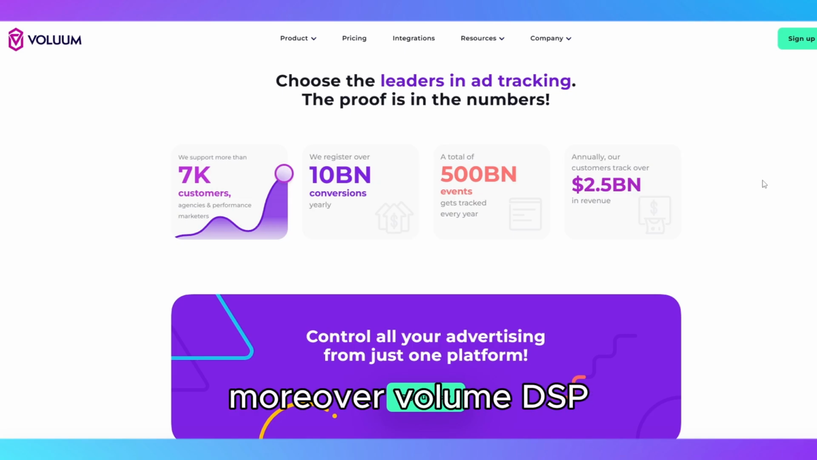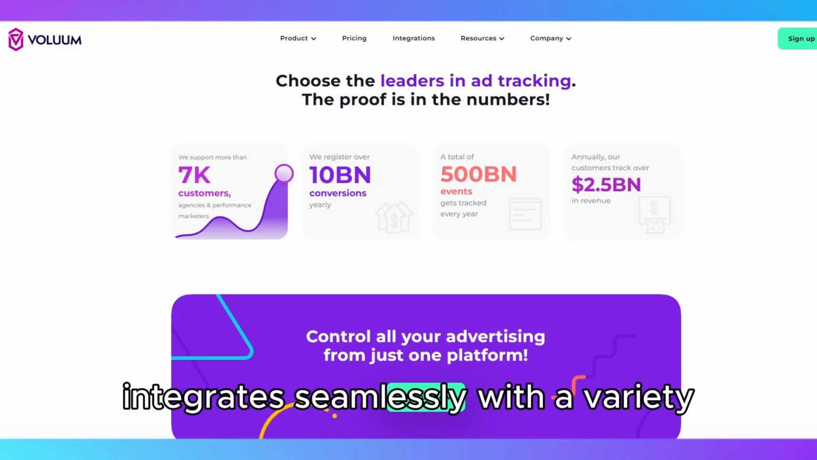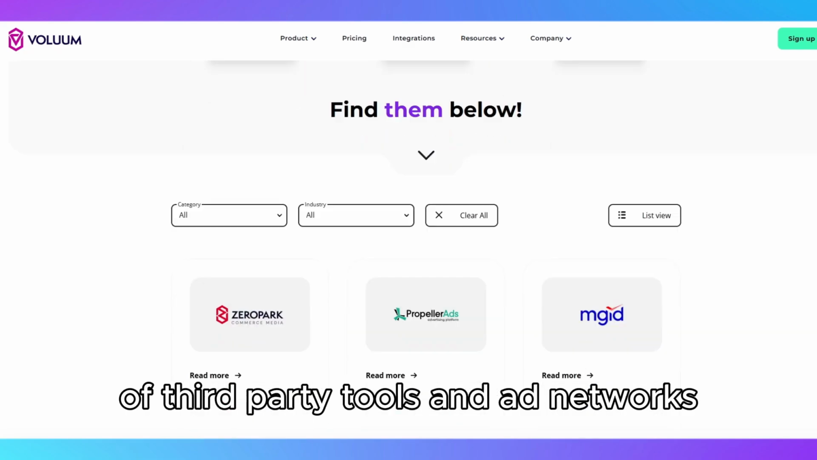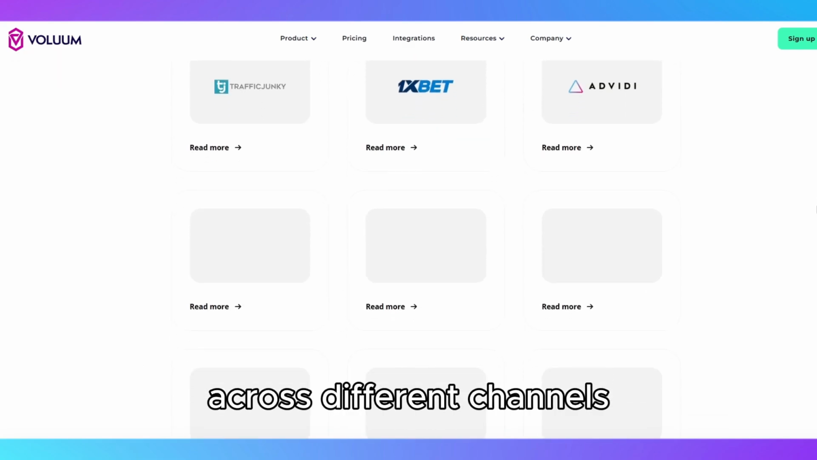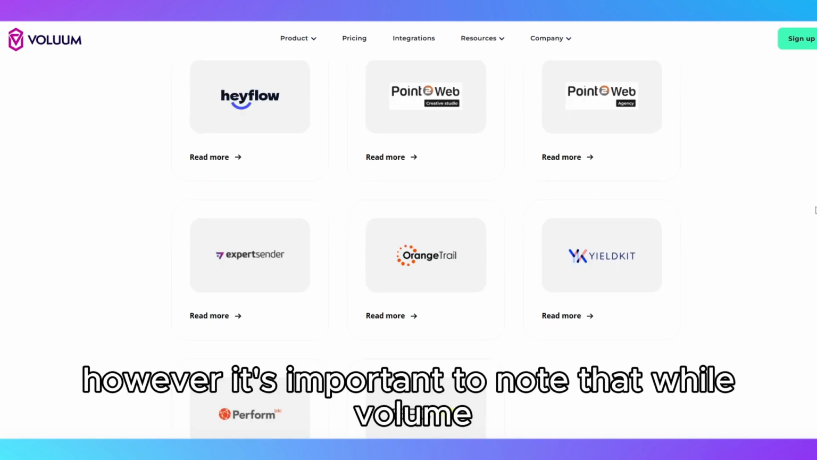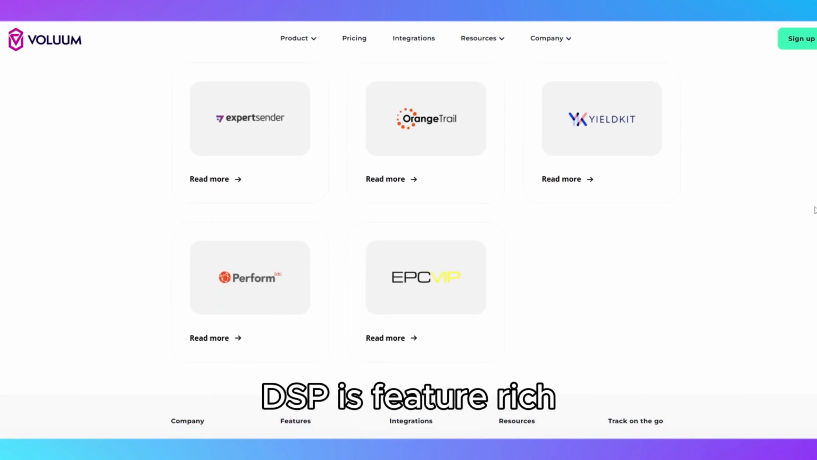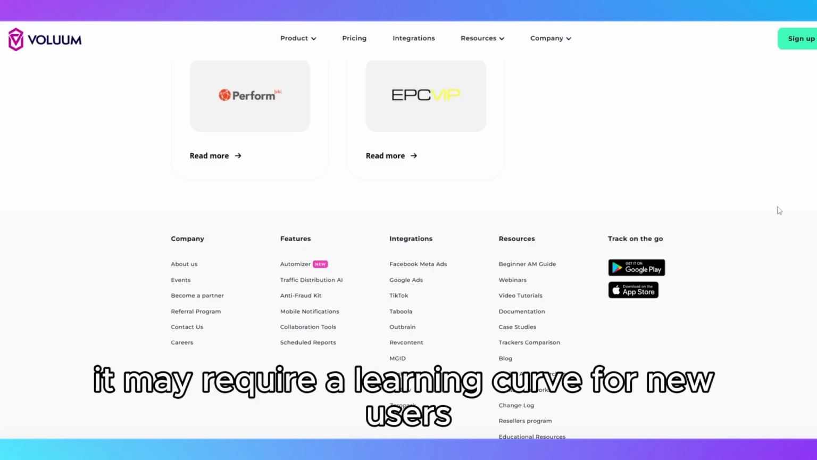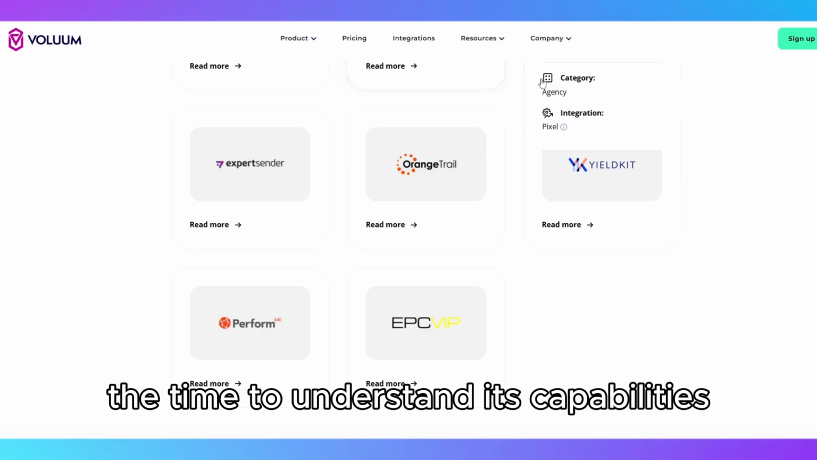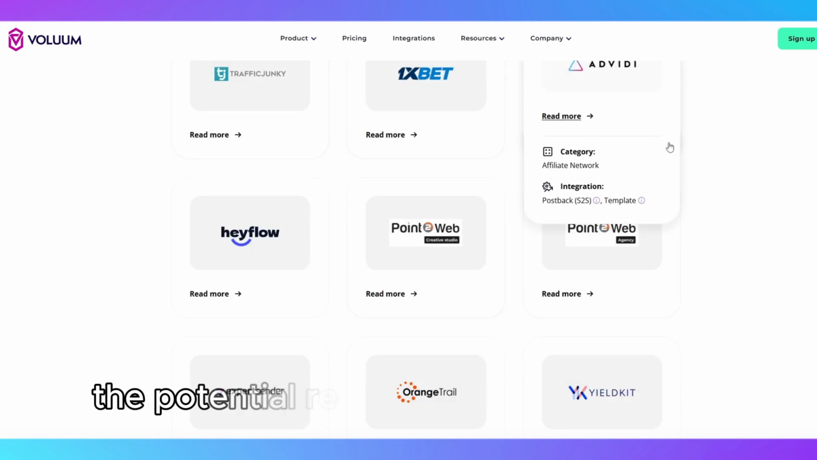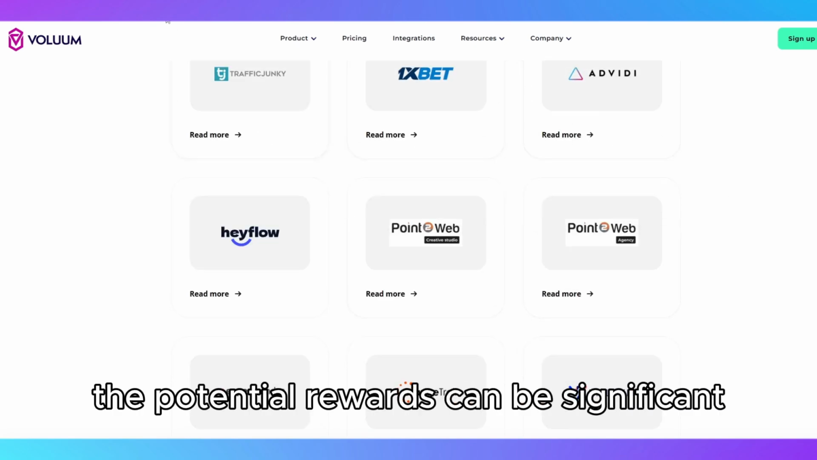Moreover, Volume DSP integrates seamlessly with a variety of third-party tools and ad networks, giving you the flexibility to expand your reach across different channels. However, it's important to note that while Volume DSP is feature-rich, it may require a learning curve for new users. For those willing to invest the time to understand its capabilities, the potential rewards can be significant.